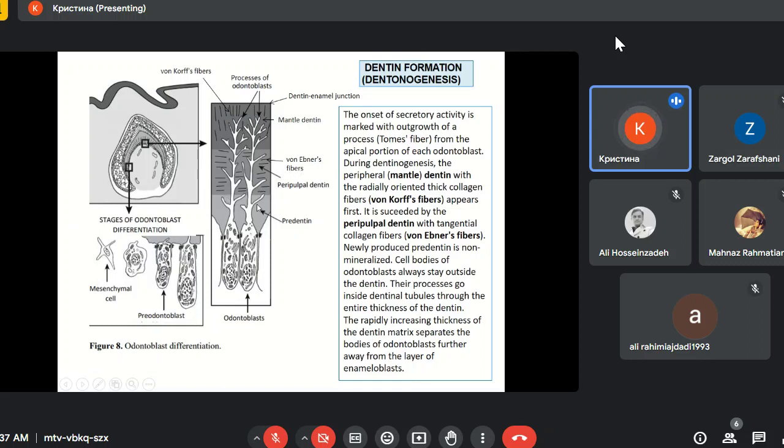And this area, which is called predentin, is the newly produced material of the dentin, non-mineralized yet. And here we have the cell bodies of odontoblasts. They are located outside of dentin in the peripheral layer of the developing dental pulp, but now it is the dental papilla.